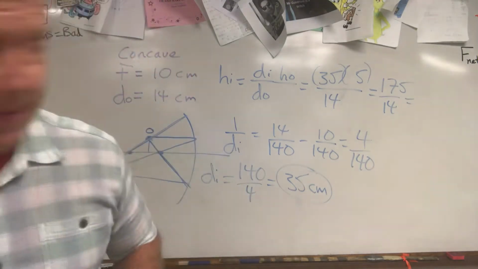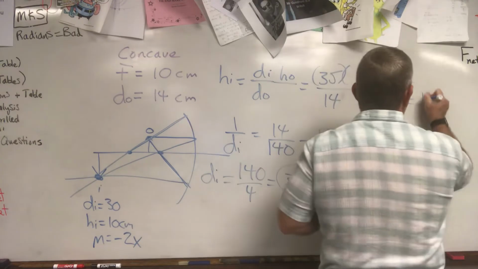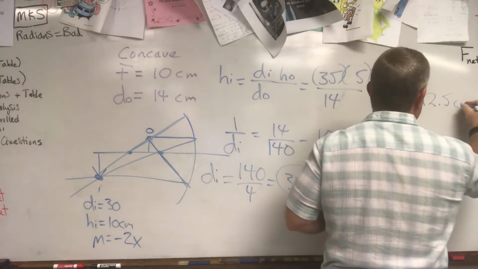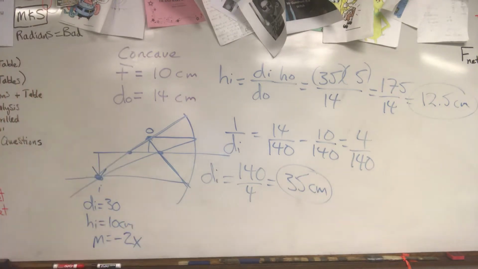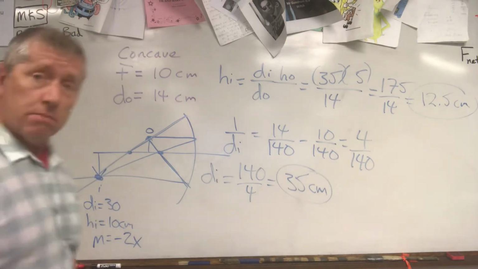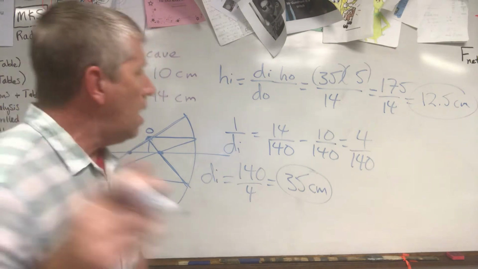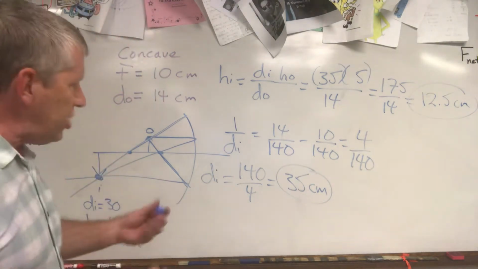So 12.5. So 12.5 will be the height of the image. I was guesstimating, I said 10 in my guesstimation. Not bad. Close enough for government work. That's what I say. And then last but not least, let's do a magnification.